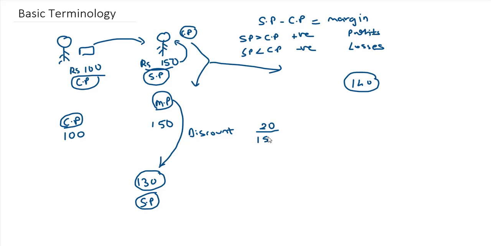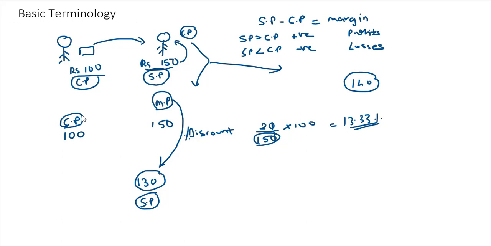So if you want to calculate the percentage discount, your base will be your mark price and you multiply this thing by 100. What we will get is 2 by 15 into 100. 1 by 15, as we know, is 6.66. So if you multiply this thing by 2, it will be 13.33. So your percentage discount will be 13.33%.